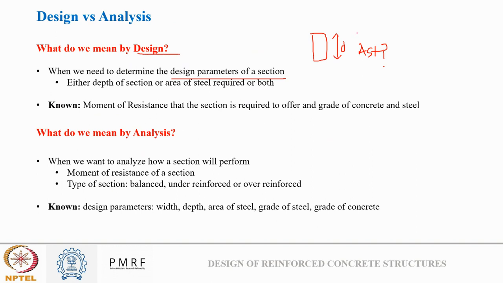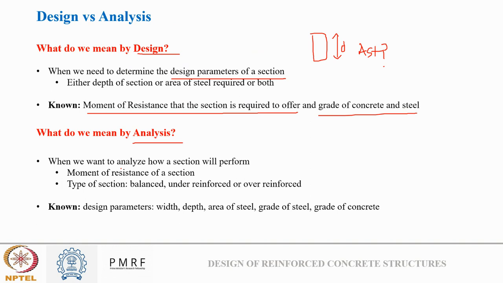Now, what should be known if we want to design? The moment of resistance that the section is required to offer will be known, as well as the grade of concrete and the grade of steel. When these things are known, we can determine the unknown design parameters, and this is known as design of an RC component. And what do we mean by analysis?